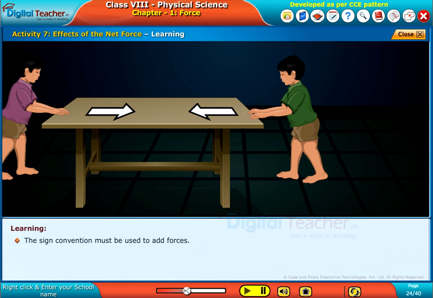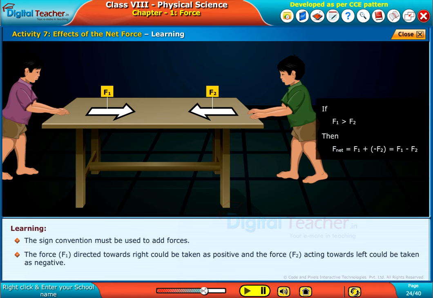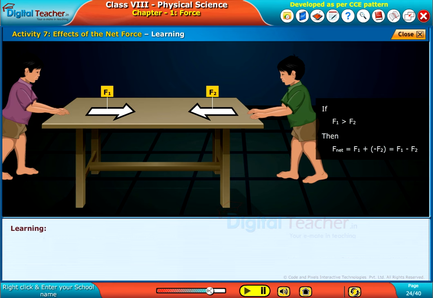The sign convention must be used to add forces. The force F1 directed towards right could be taken as positive and the force F2 acting towards left could be taken as negative. If F1 is greater than F2, then net force Fnet is equal to F1 plus (minus F2), which is equal to F1 minus F2.